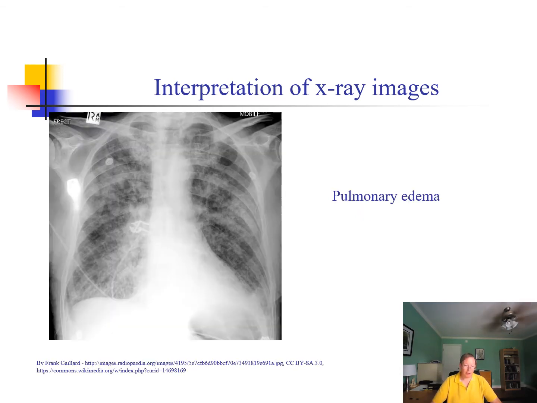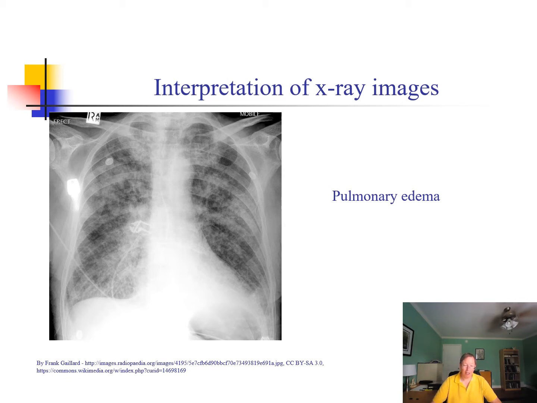In this case, you see more of a uniform whiteness, and in fact, you get the hint, if you will, that it's sort of flowing upwards. And this is kind of what happens when you back up the plumbing in the heart. This is called pulmonary edema.